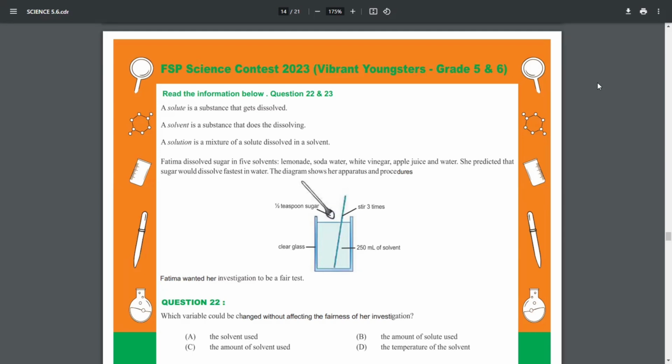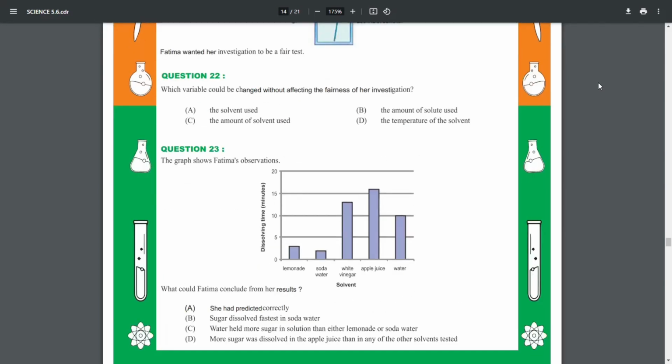Question 22. Which variable could be changed without affecting the fairness of her investigation? The correct option is A. The solvent used. Question 23. The graph shows Fatma's observations. What could Fatma conclude from her results? The correct option is B. Sugar dissolved fastest in soda water.